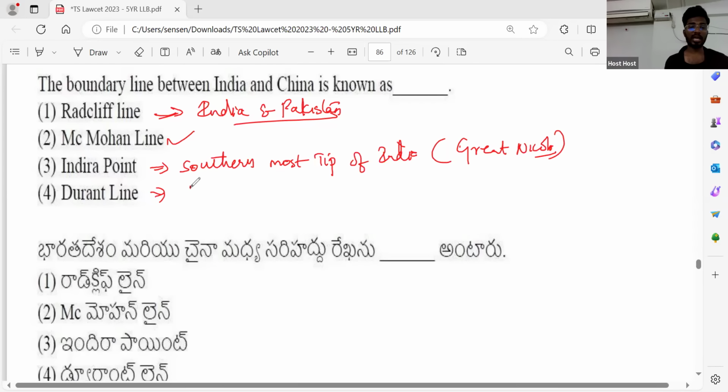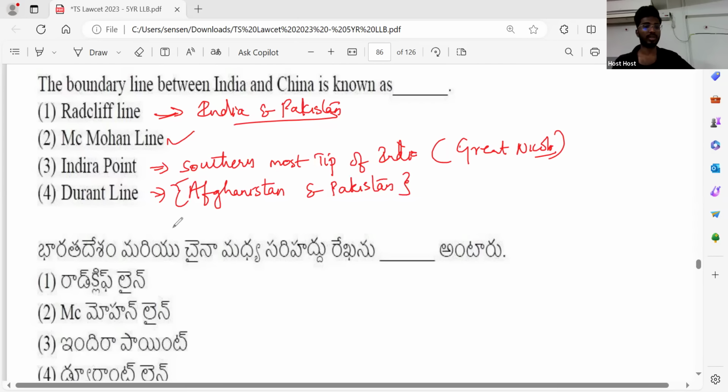Durand line is a line which demarcates the boundary between Afghanistan and Pakistan. Between Afghanistan and Pakistan, the Durand line is there, right? So this is also very important again. Remember these boundary lines, they'll ask you in the exam. Next one.